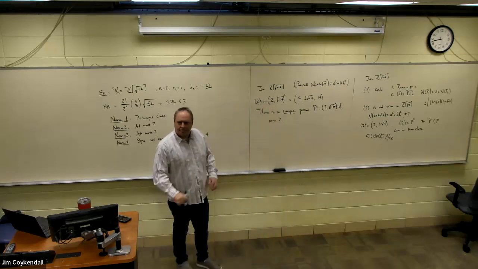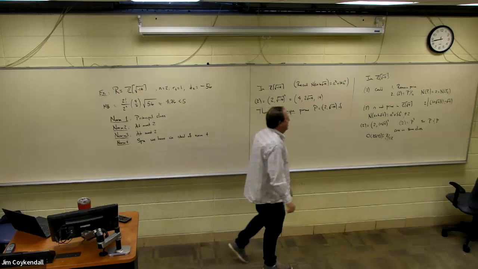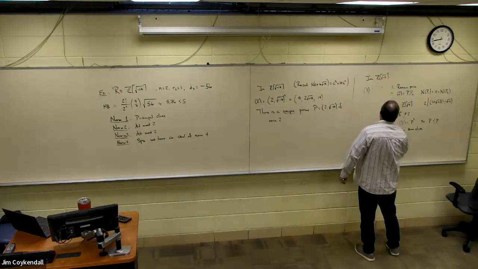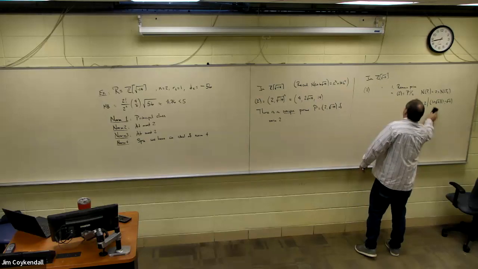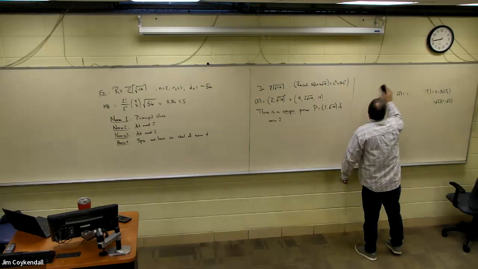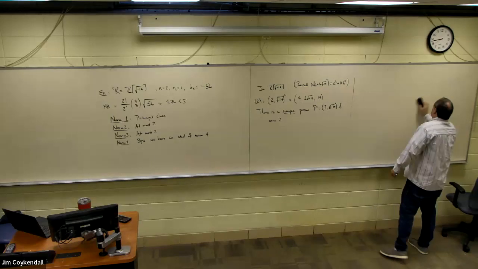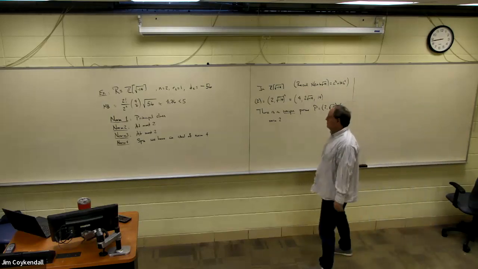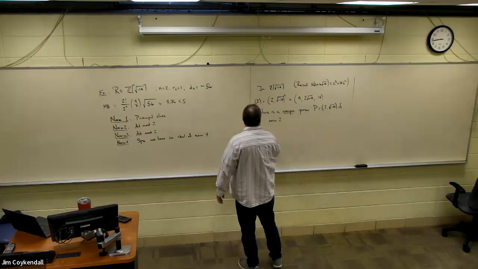How about 3? Right, that's the next thing. What about norm 3? The ideal generated by 3.